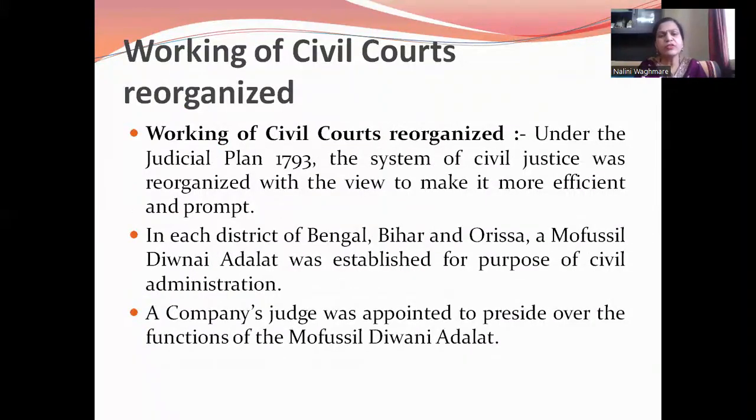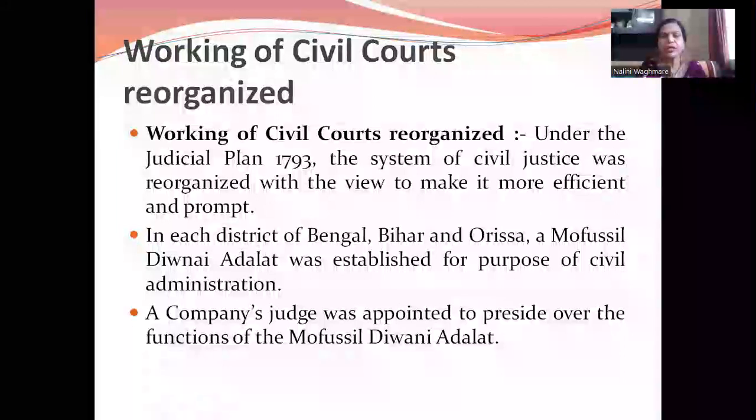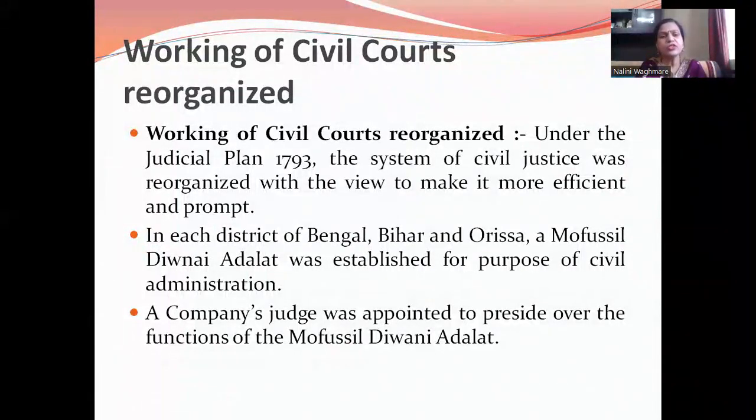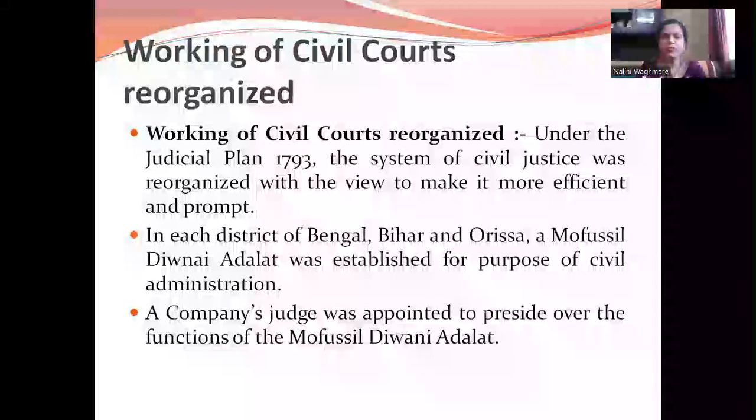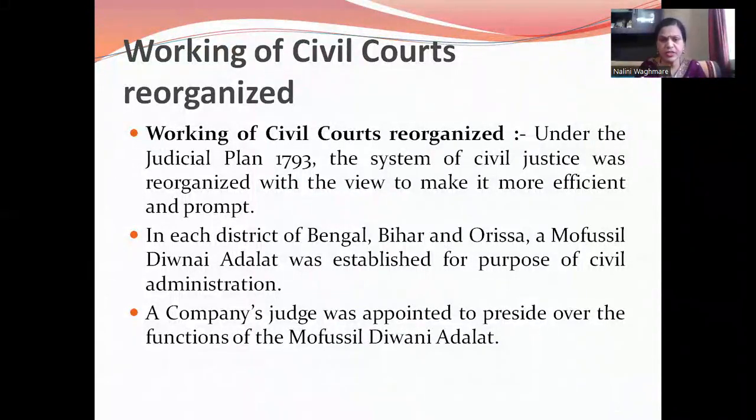Then the working of civil courts was reorganized by introducing this act. Under the Judicial Plan of 1793, the system of civil justice was reorganized with a view to make it more efficient and prompt. In each district of Bengal, Bihar and Orissa, a Mufassal Diwani Adalat was established for the purpose of civil administration. A Company's judge was appointed to preside over the functions of the Mufassal Diwani Adalat.